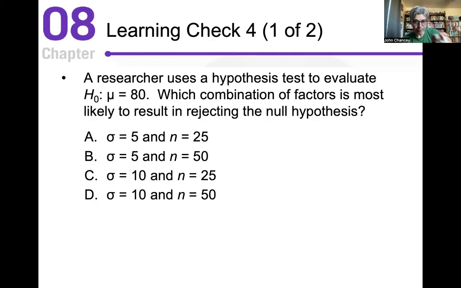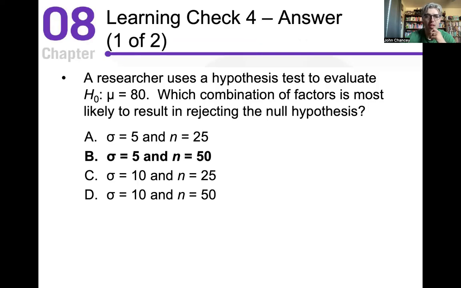Okay. Let's take a look at this one. A researcher uses a hypothesis test to evaluate the null hypothesis that the mean equals 80. Which combination of factors is most likely to result in rejecting the null hypothesis? So if you'll pause the video here, maybe think through it, write your answer down, and come back. It's going to be B, standard deviation of 5 and n equals 50.